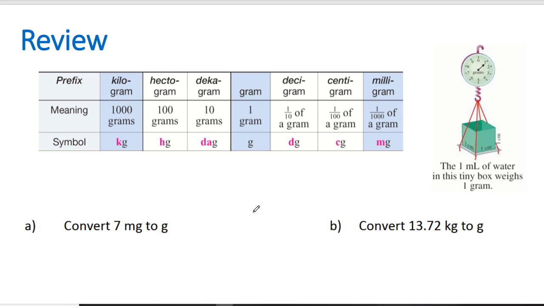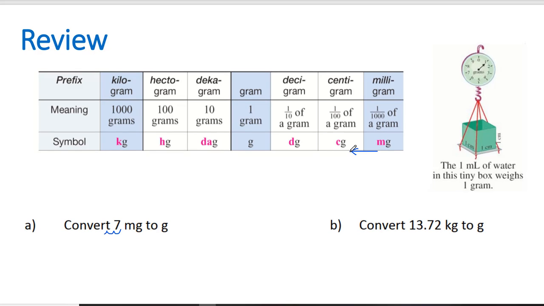Units of mass work exactly the same way as length and volume. So this time we're converting milligrams to grams. So we're going 3 decimal places to the left, so we're going to be adding in 3 zeros. So this will be 0.007 grams.